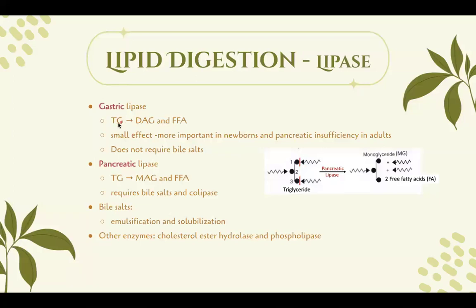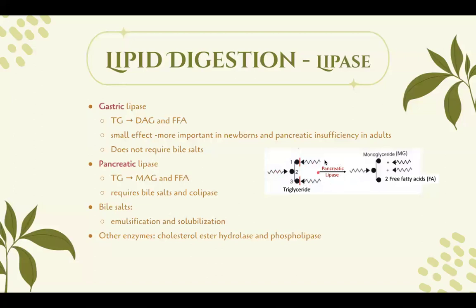Now, gastric lipase breaks down triglycerides into diglycerides and one free fatty acid. Pancreatic lipase breaks down triglyceride into monoglyceride and two free fatty acids. I forgot to add the two, but it's shown over here. So this is a pancreatic lipase, and this is a triglyceride. Here we have a glycerol in the middle, and it's stuck to three fatty acids. So this is one, this is two, and this is three.